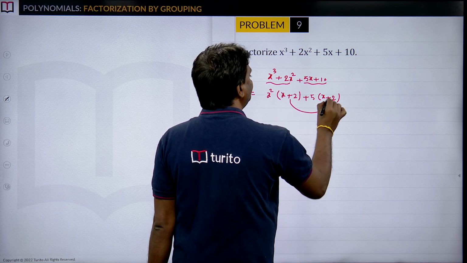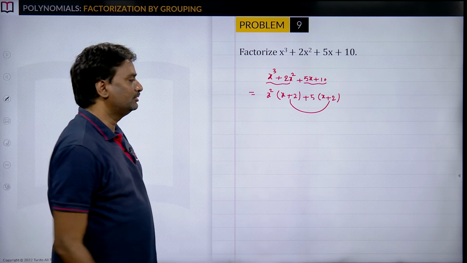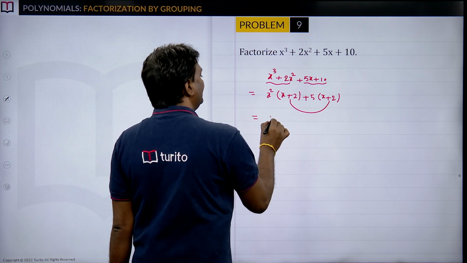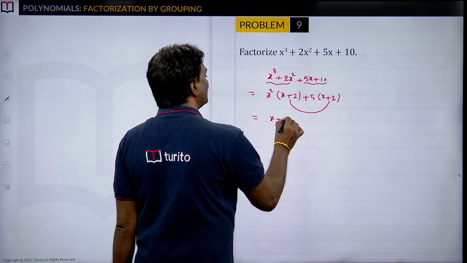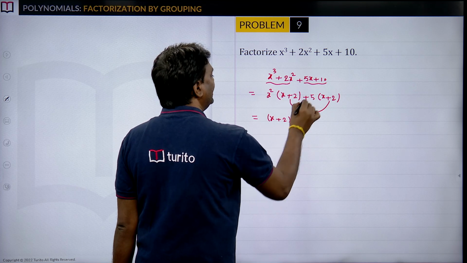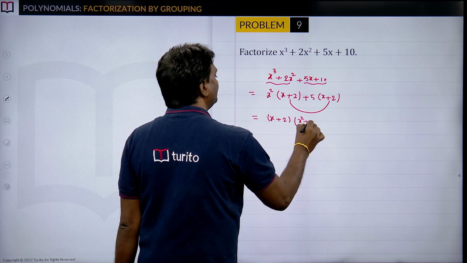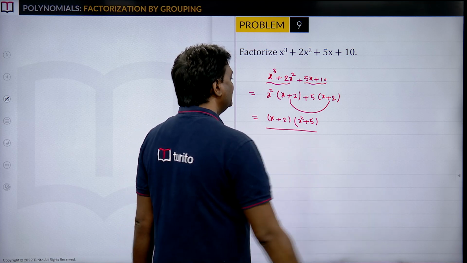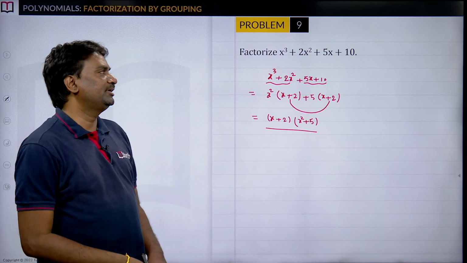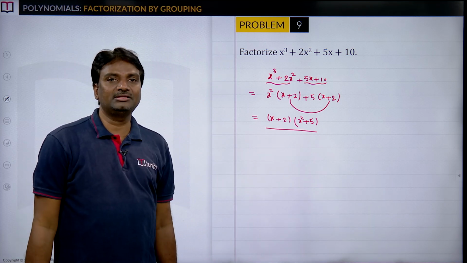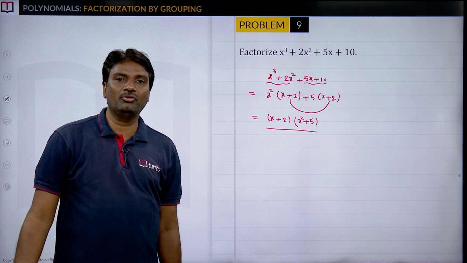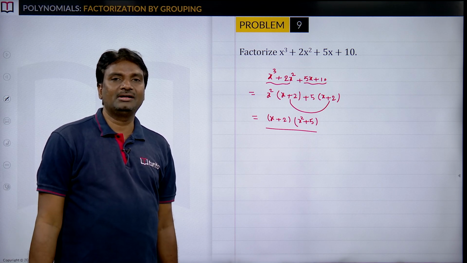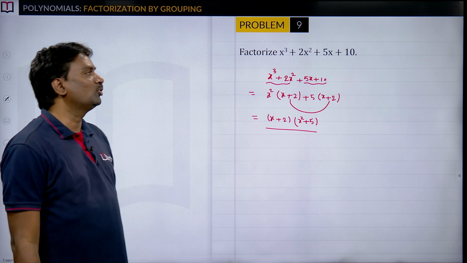Here we have x plus 2. So, that's why by taking x plus 2 as common, you will get x square plus 5. So, the given expression is a quadrinomial, meaning that the polynomial contains 4 terms. When a polynomial contains 4 terms, we know that it is a quadrinomial.